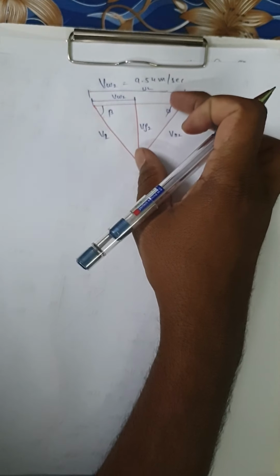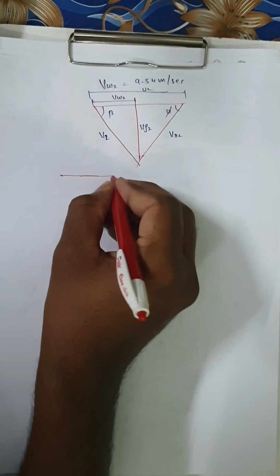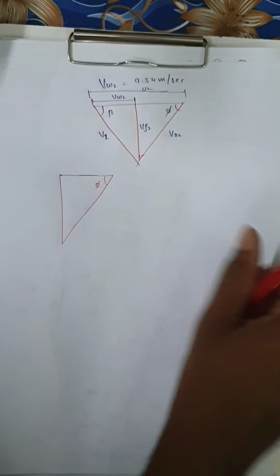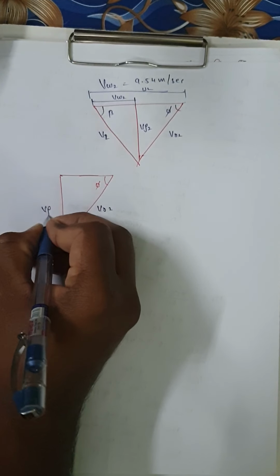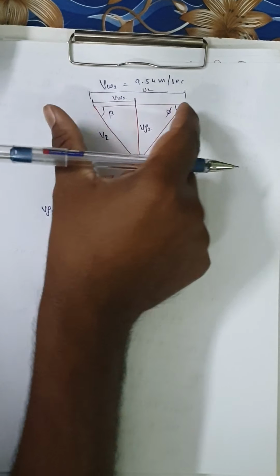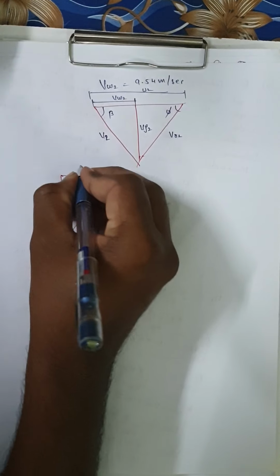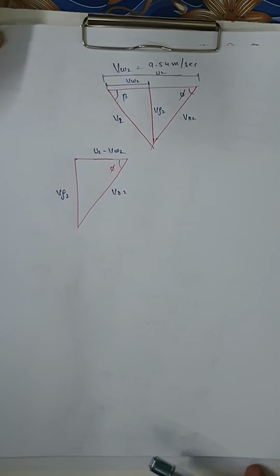Now you have to focus on this triangle because pi value is given. For this triangle, again you have to draw this one. This one is the pi you have to consider. This one is the Vr2. This one is the Vf2. If I want to find this particular side, overall is how much? U2. From U2 you have to subtract the Vw2. So U2 minus Vw2.